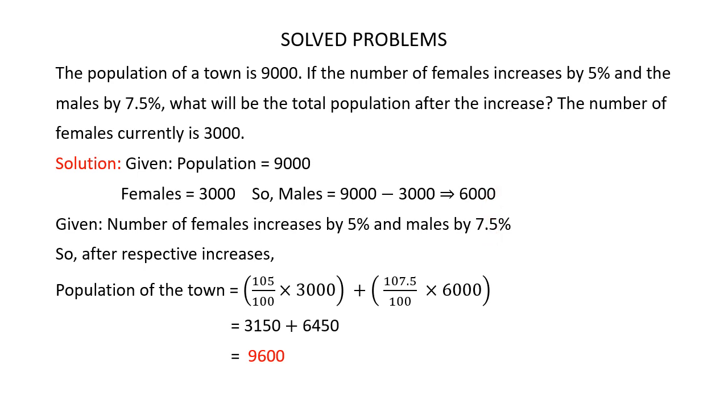So after the respective increases, the population of the town will be 105 divided by 100 multiplied by 3000 plus 107.5 divided by 100 multiplied by 6000. When you solve this, you will get 3150 plus 6450, which is nothing but 9600. So the total population of the town after the increase is 9600.